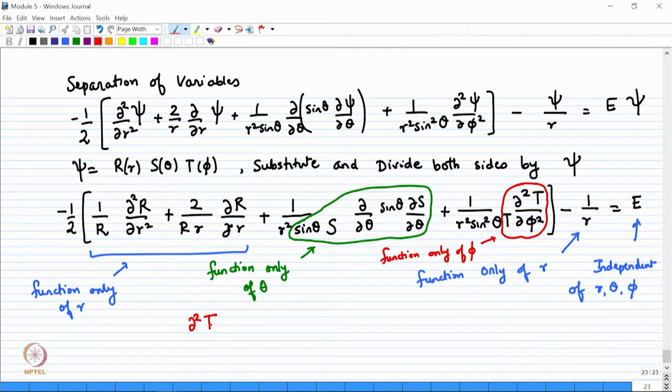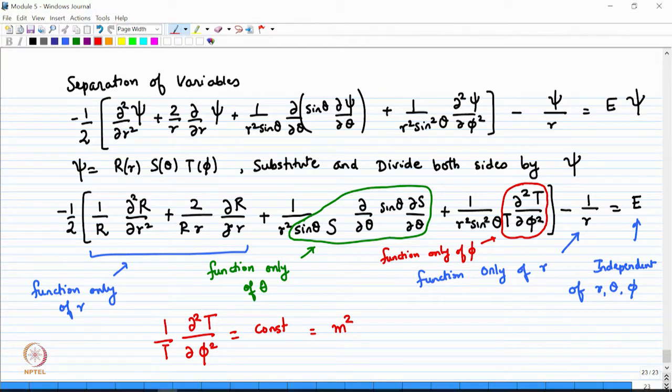1 by t d square t by d phi square is a constant. Okay, so that is the first thing you can say, because this is the only term that depends on phi and nowhere else do you have phi in the whole expression. So this has to be a constant; there should be no dependence on phi in the equation. For convenience, let us call this constant m square. For now, let us just start with this. There is an understanding of why this should be a positive constant, but we will not bother with that right now. So this is the equation for phi.